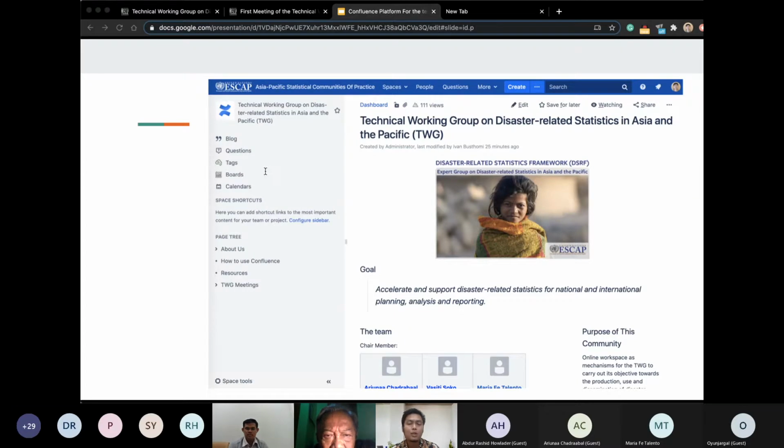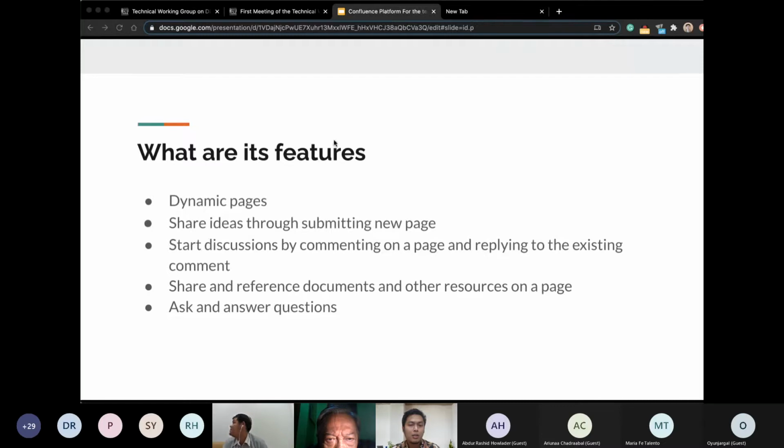If we look at the page, there are two main areas of the platform. The first is the main area that you can see on the right side, which shows the content of any page. And on the left side, you can see the sidebar, which enables users to navigate through pages that are available in the Confluence platform, and also any features available in the platform itself.